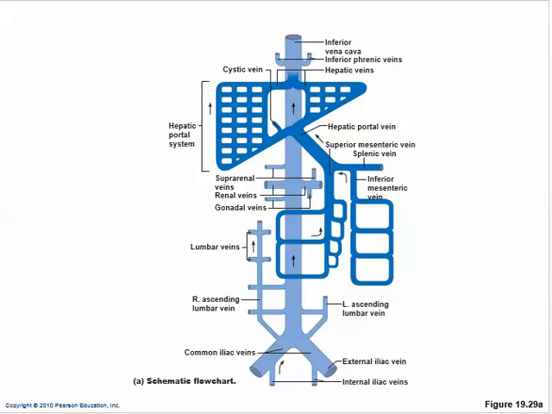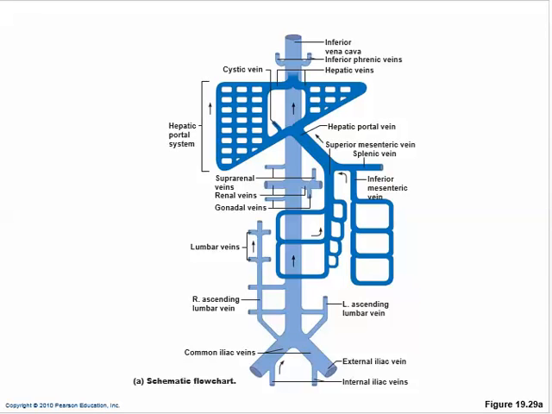And really what it does is it takes all the stuff that's supplied by the celiac trunk, by the superior and inferior mesenteric arteries, and brings it all back to the liver. So it starts in the capillary beds in the intestines, in the spleen, etc., and it ends in capillaries in the liver. And then the liver itself is drained by the hepatic veins into the inferior vena cava.